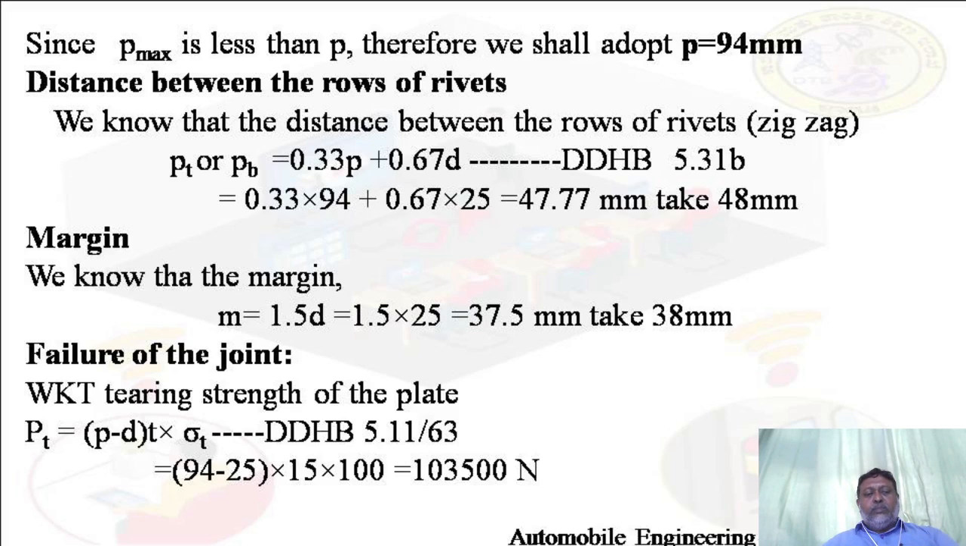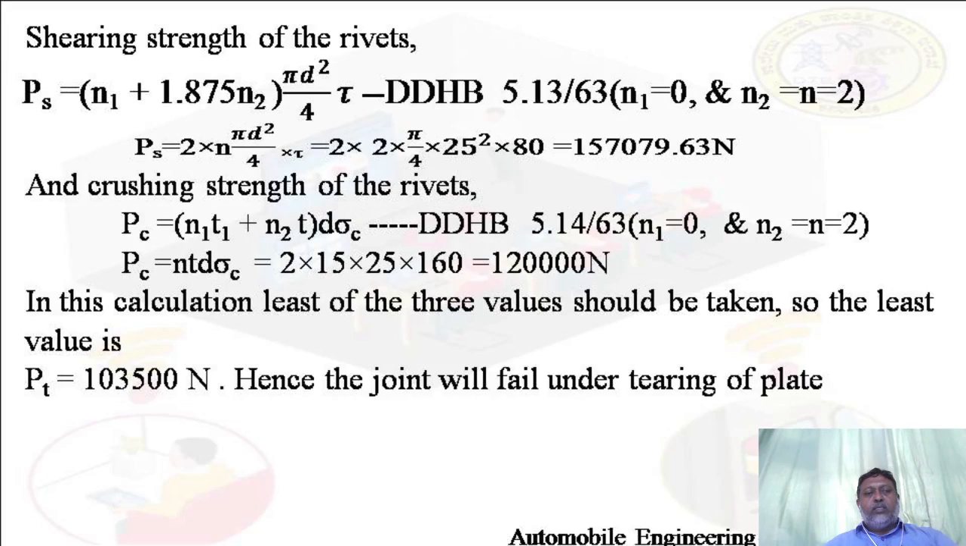Then he has asked to calculate the efficiency of the joint, so we have to calculate the strength of all three: the tearing strength, (P minus d) t sigma t. The value comes to be 103,500 Newton, that is PT, and PS we have already calculated in the previous part, that is 157,079.63. Similarly, we have PC, which is N d t sigma C, that is 2 into 15 into 25 into 160, which is 120,000.